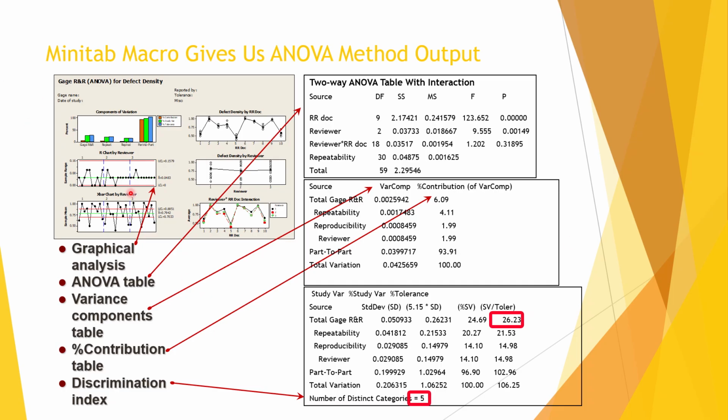And you have your graphical analyses here. You have the ANOVA table variance components here, and you have the percentage contribution table, and you have the discrimination index.